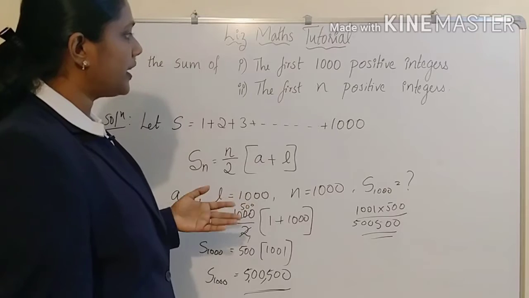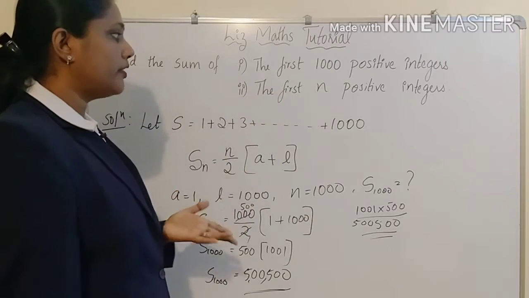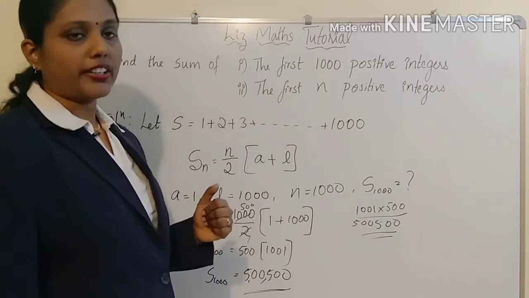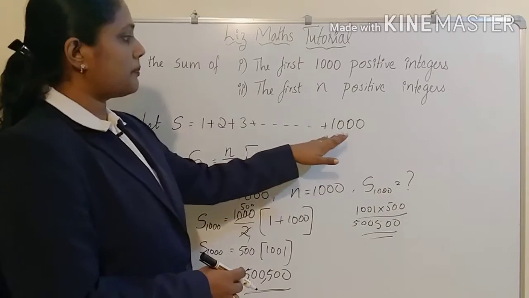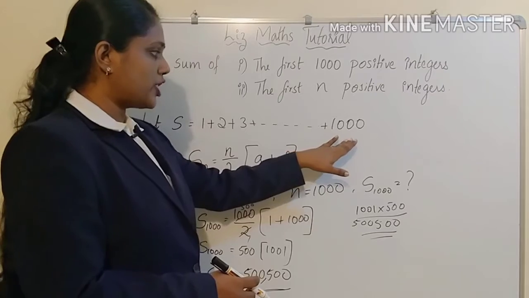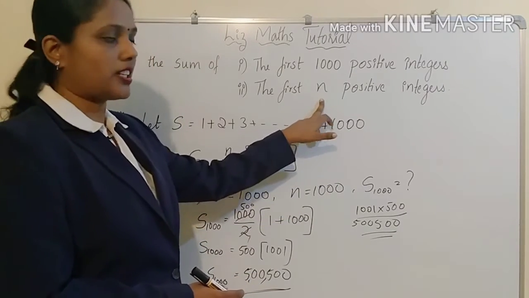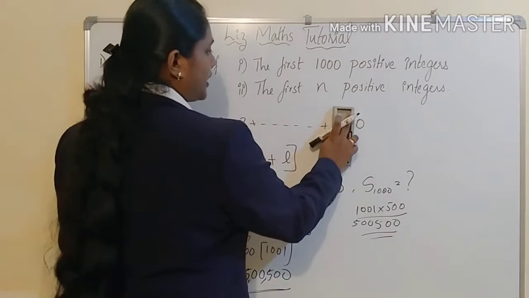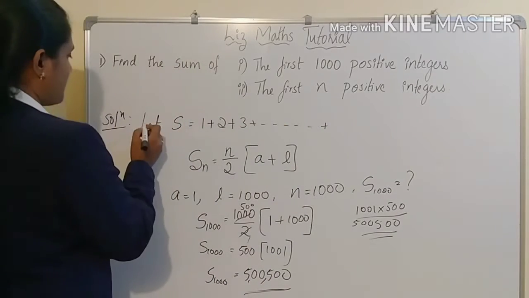So what you have to do here is find the first n positive integers. What formula do you have to use to find the n positive integers? In the previous one, they mentioned a thousand positive integers. Here they have mentioned n positive integers. So we can make changes here. I'll make the changes with this same example.